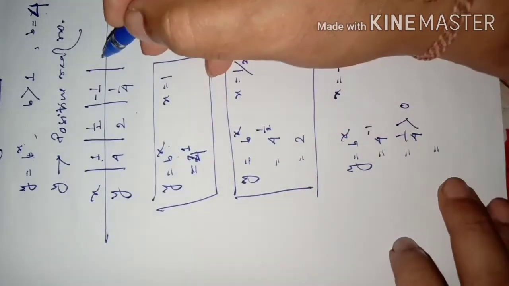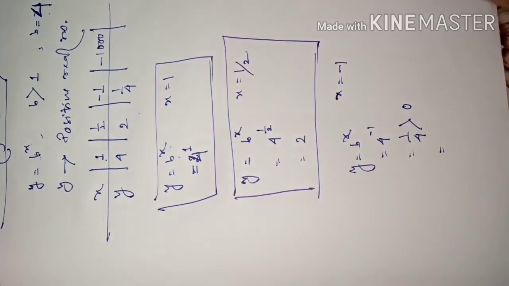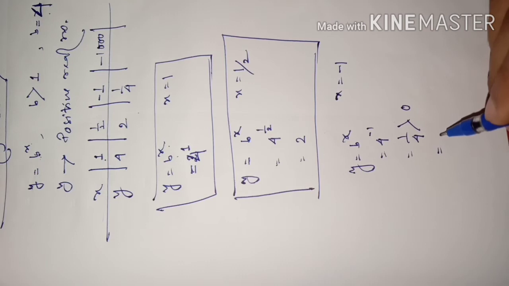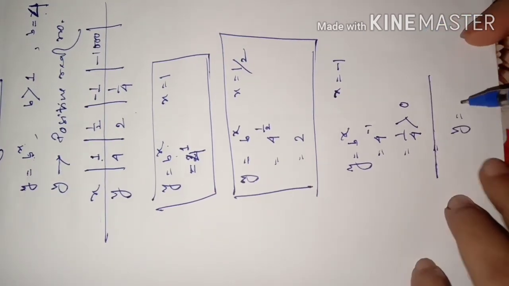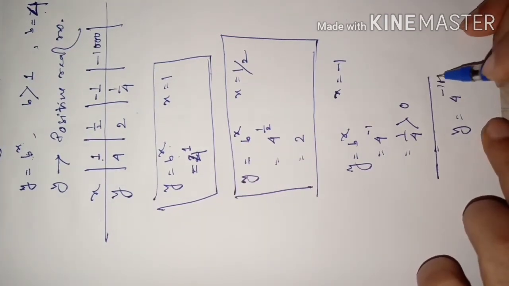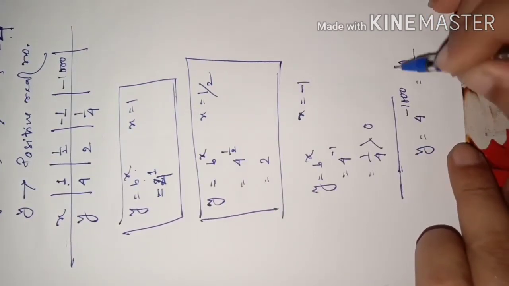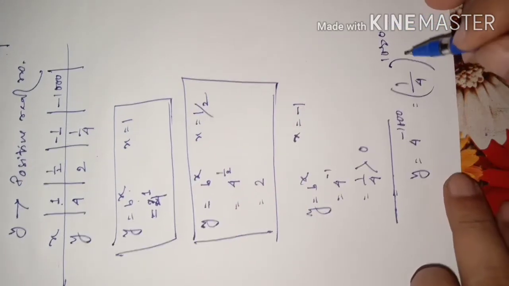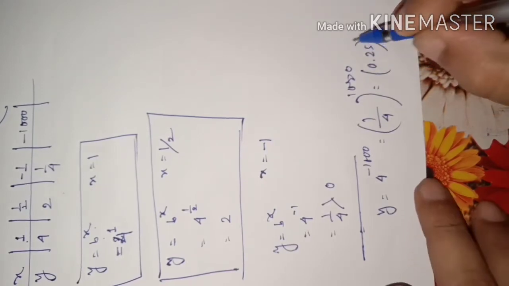Again, however small I take it, suppose I take here -1000. Then y will be equal to b to the power of x. b is 4. 4 to the power of -1000. So 4 to the power of -1000 is 1 by 4 to the power of 1000. So 1 by 4 is 0.25, to the power of 1000.